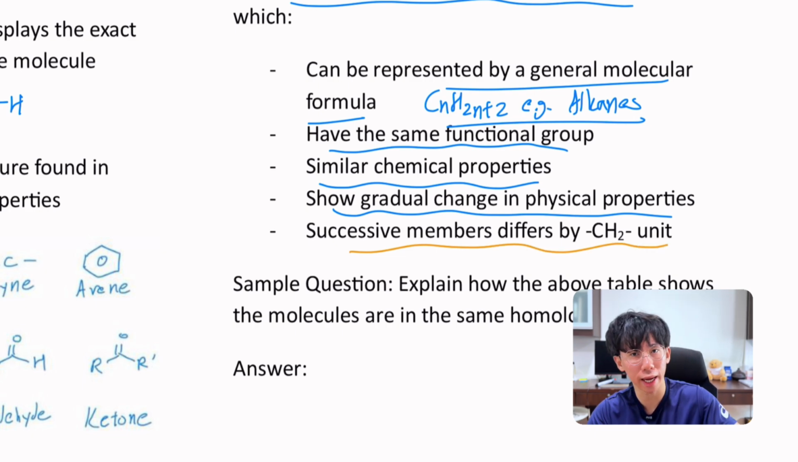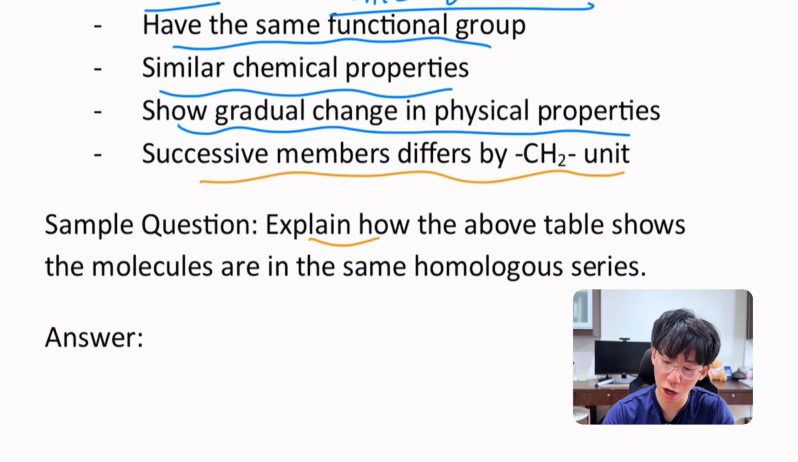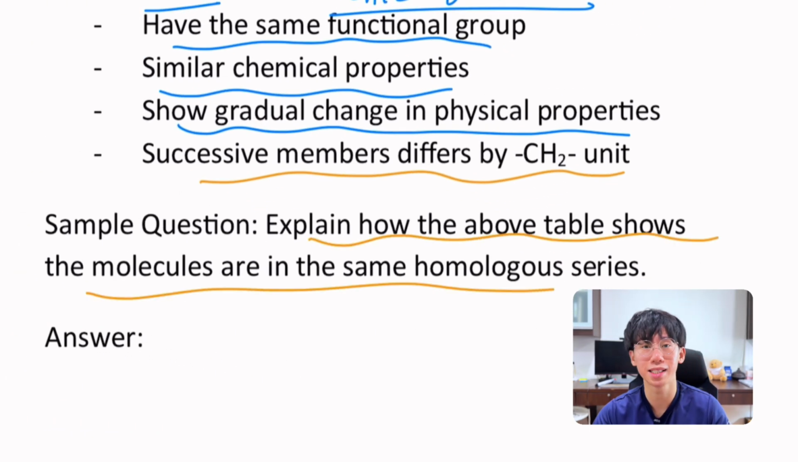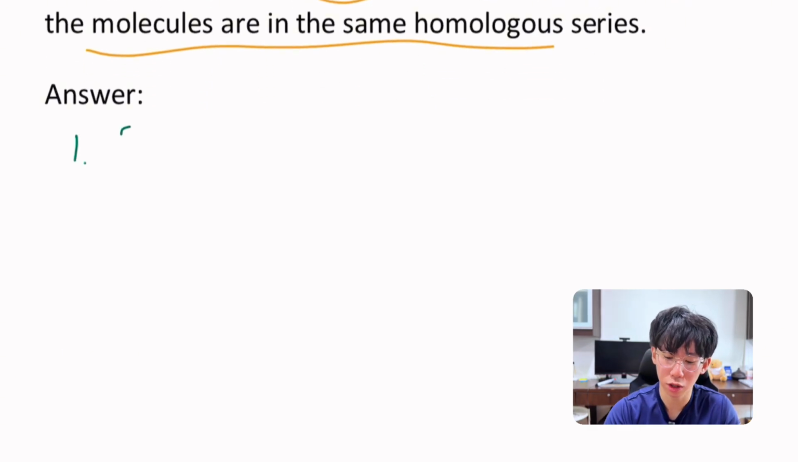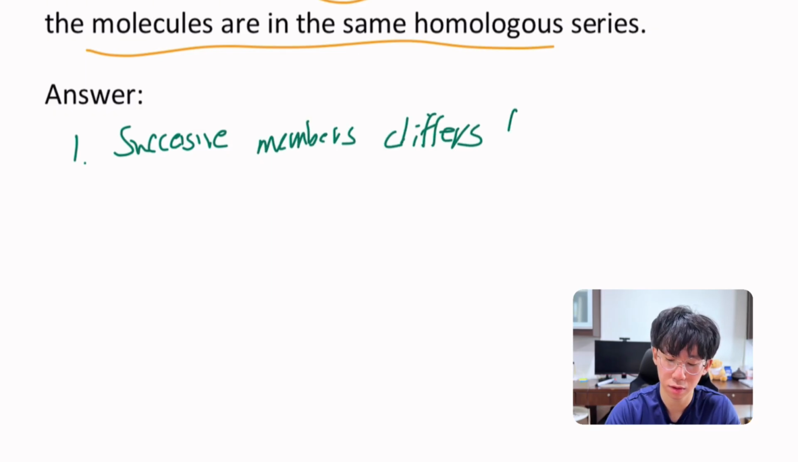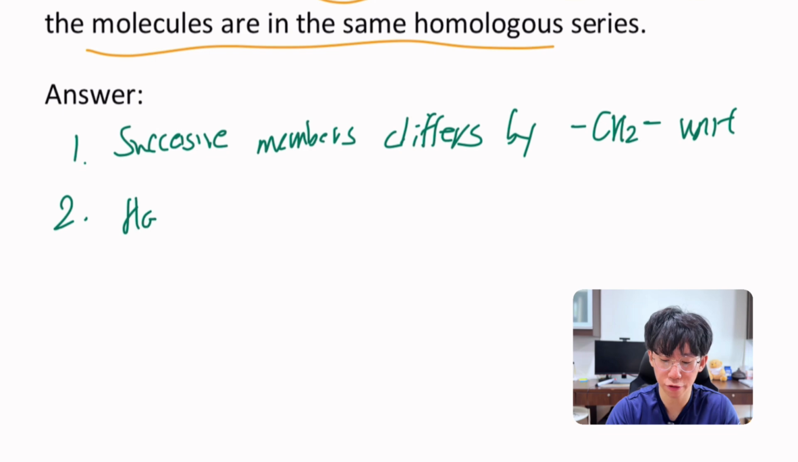So a sample question you can get in the exam is to explain how the above table shows the molecules are in the same homologous series. In this very case, you just have to copy these properties of the homologous series itself. The most obvious one would be that, 1, your successive members in the homologous series differ by a CH2 unit. This is my favorite reason. Another one is that they have the same functional group.